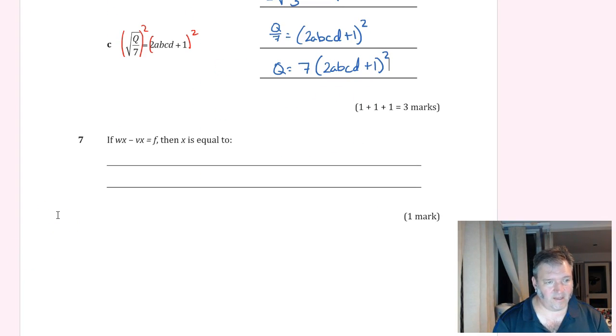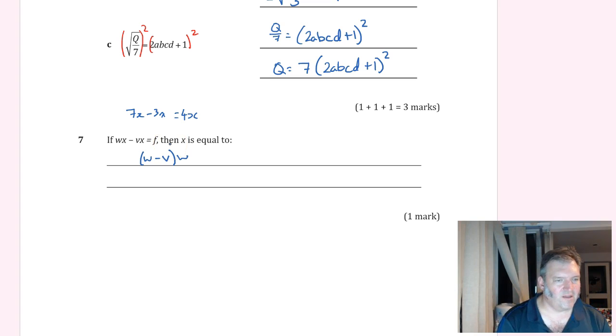Lucky last here. If wx minus vx equals f, then what is x equal to? Again, here, if these were numbers, if it was 7x minus 3x, you would say, well, that's 4x. And how many x have I got? 7 minus 3 is 4. Well, we're doing the same idea here. How many x's have I got? Well, I've got w minus v of them. Oh, I said x and I've got a w written there. I was thinking too far ahead.